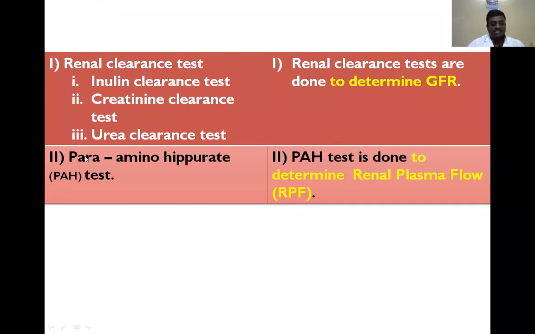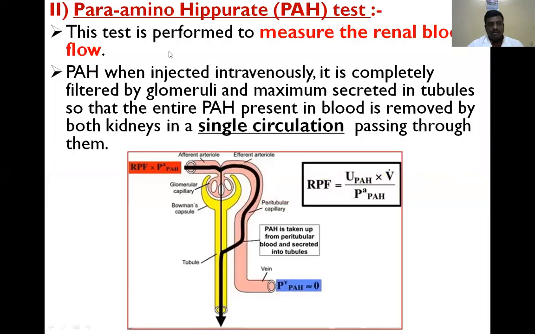Next one is the para-amino hippurate test. We use this test to determine renal blood flow, renal plasma flow. This test is performed to measure the renal blood flow. Don't forget, renal blood flow. When para-amino hippurate is injected intravenously, it is completely filtered by the glomeruli and maximally secreted in the tubules.